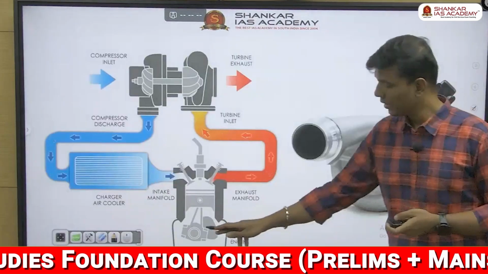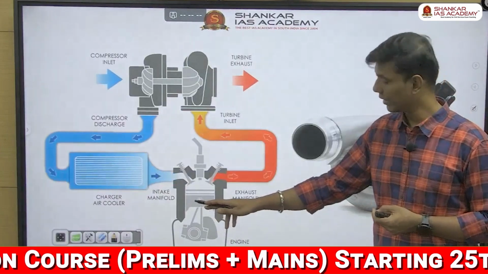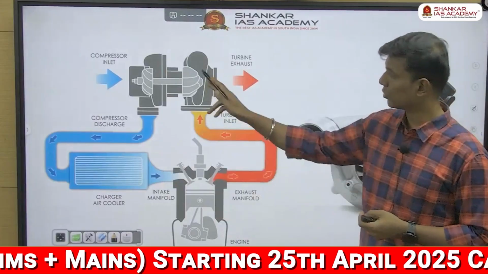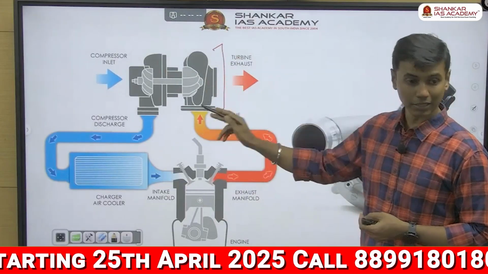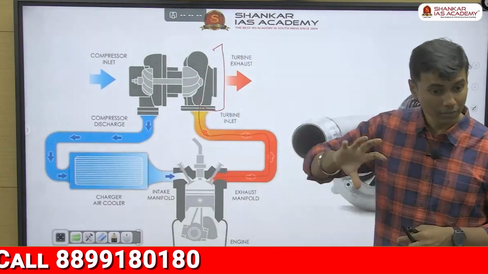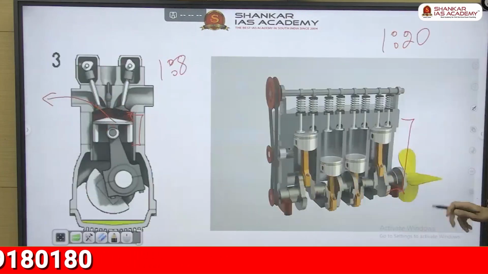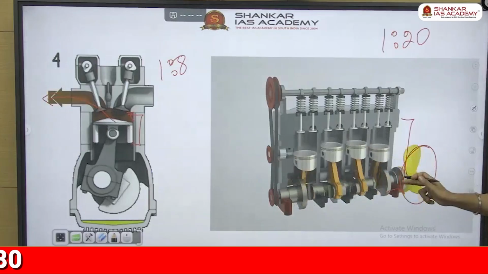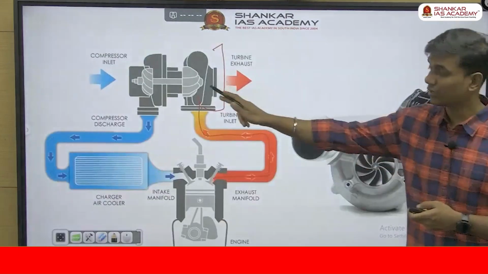Take a look at this one. The engine is sending exhaust here, correct? The exhaust goes to what? Turbo. This is the turbo unit. So the exhaust gas goes to the turbo unit, which will cause the turbo unit to spin. Do you see this one? There is a fan here. Yes, the same is given here, turbine.